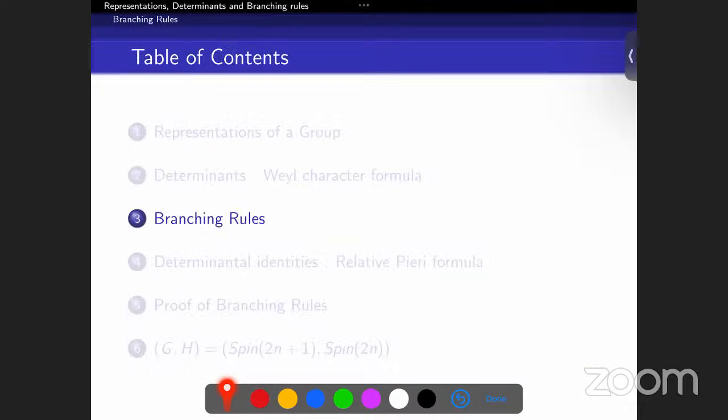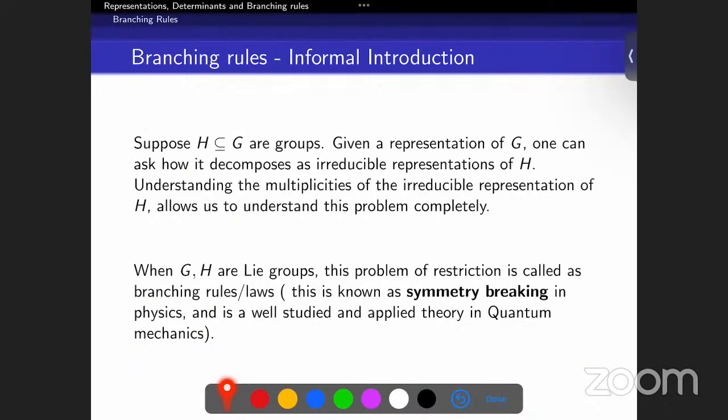Okay, let's talk about branching rules. So before going to the whole thing in a very abstract manner, let me just informally define branching rules. So suppose I have H as a subgroup of G, and now if I have a representation of G, what we can do is ask what happens when I restrict that representation to H. Okay. So if initially I started with some representation, this would break down. So we normally write it like this.